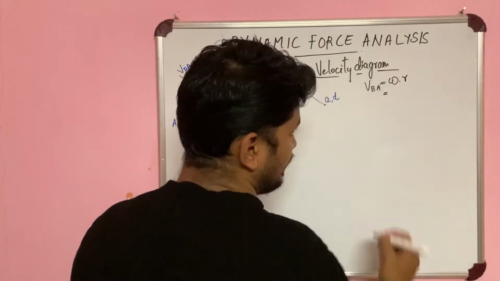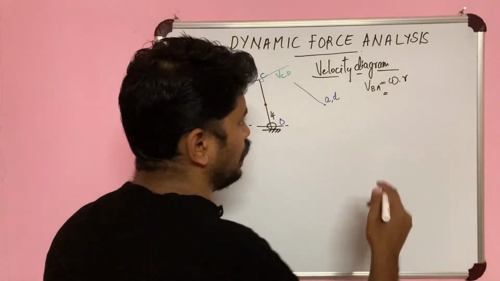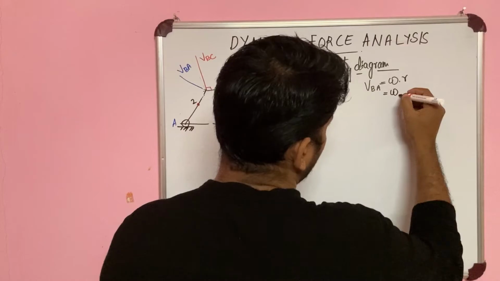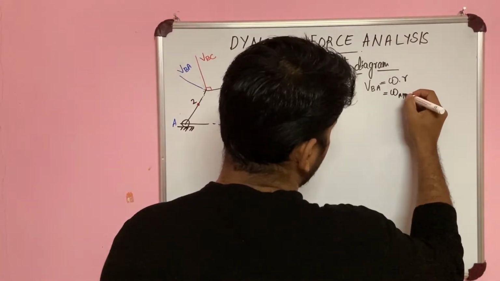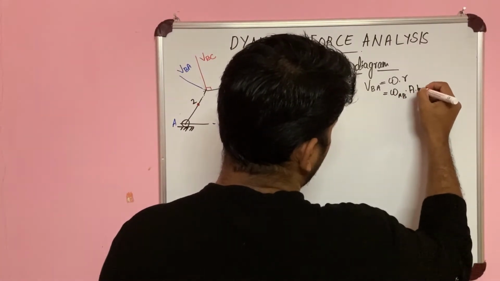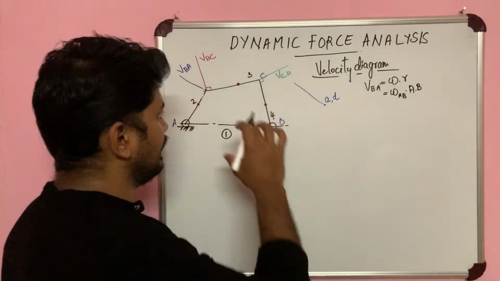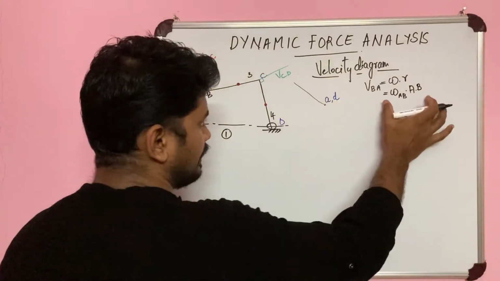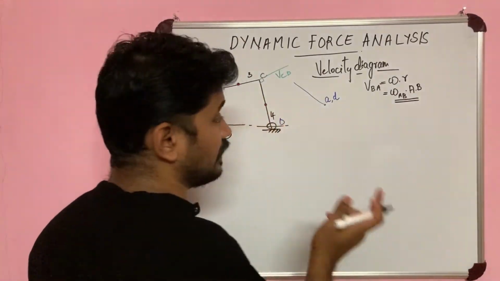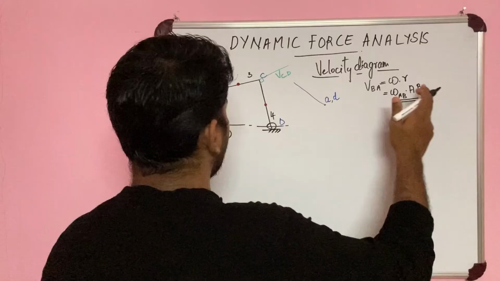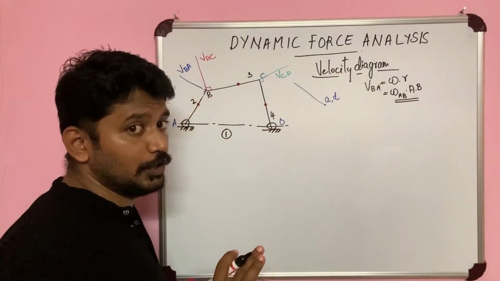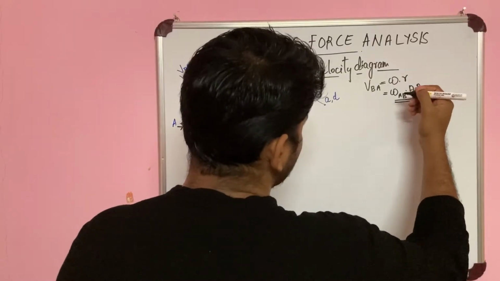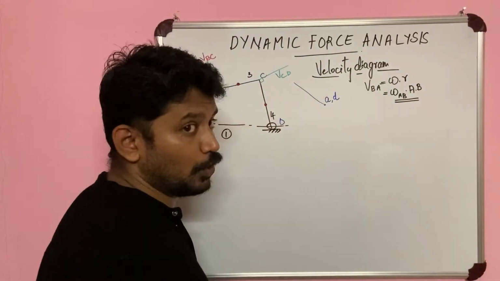You have studied this formula, right? Linear velocity is equal to omega, the angular velocity, into radius. Here omega is the angular velocity of the link AB, and R is the length of the link AB. Omega was already given in the question, and I can measure the length of AB from here. So I get the value of VBA. Once I get the value of VBA, I convert it into a scale and then draw it.